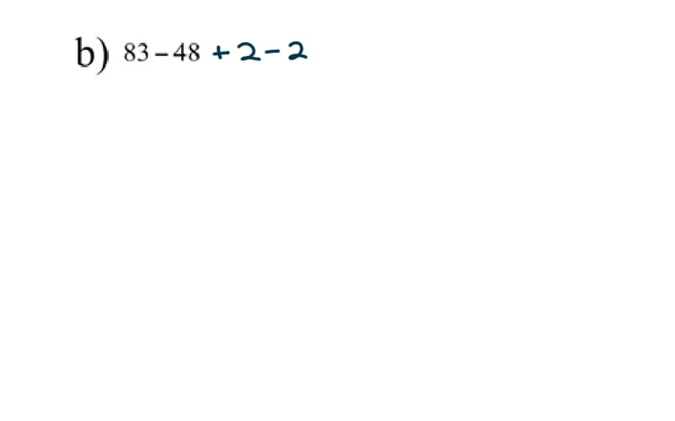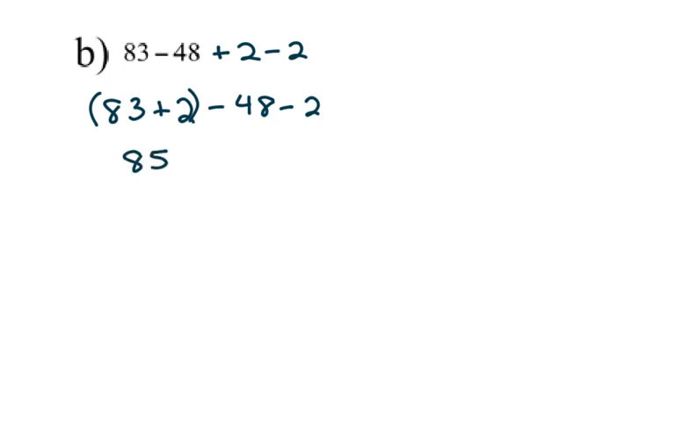And so now I'm going to move my numbers around so that my plus 2 is next to my 83. Minus 48 and minus 2 are now next to one another. I've used the commutative property here. And now I will use the associative property to add 83 and 2 together to give me the 85 that I was going for.